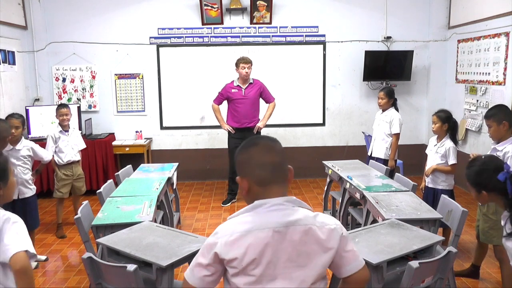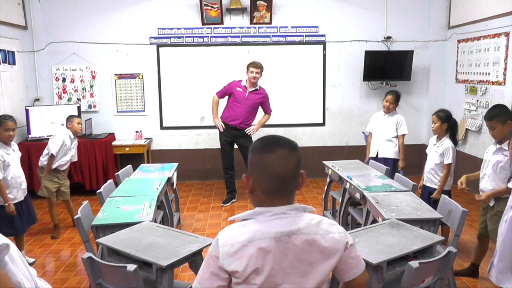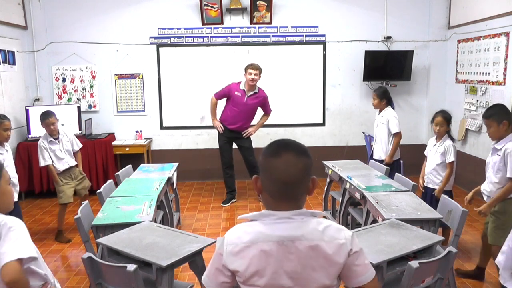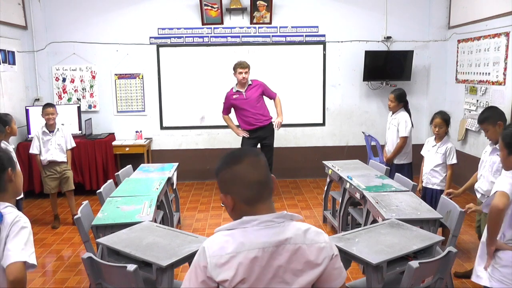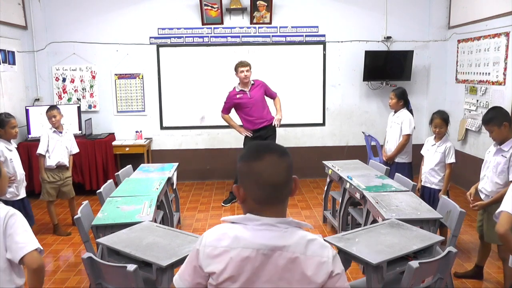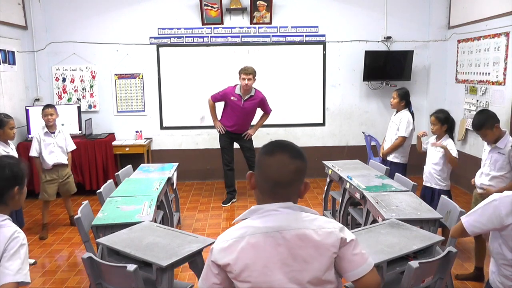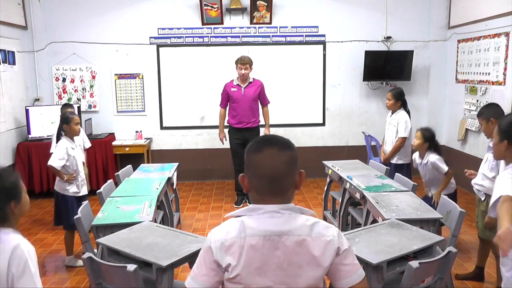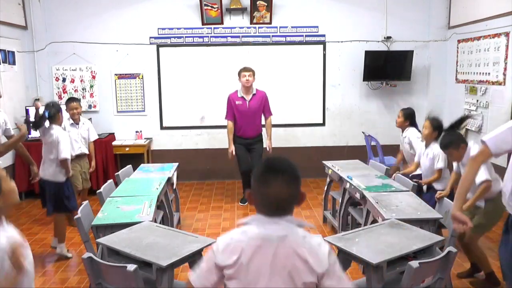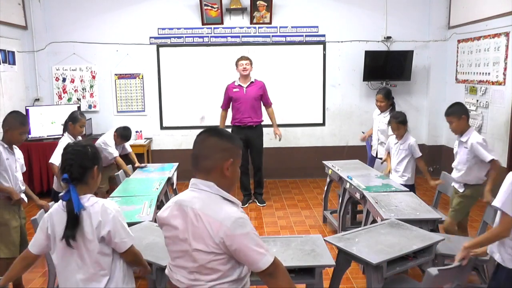And now we'll go round and round. Round and round. And stop. Back the other way. Back the other way to stretch your spines. And stop. And to finish, we're going to do 5 jumps straight up. 1, 2, 3, 4, 5. Excellent, guys. Have a seat.